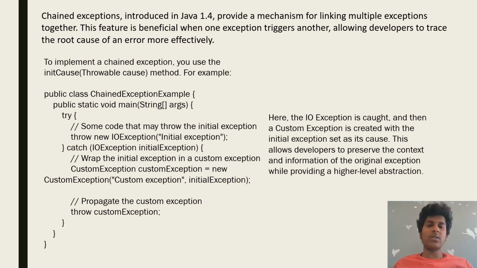For example, public class ChainedExceptionExample { public static void main(String[] args) { try { some code that may throw the initial exception; throw new IOException("Initial exception"); } catch (IOException initialException) { wrap the initial exception in a custom exception: CustomException customException = new CustomException("message", initialException). Here the IOException is caught and then a custom exception is created with the initial exception set as its cause. This allows developers to preserve the context and information of the original exception while providing a higher level of abstraction.